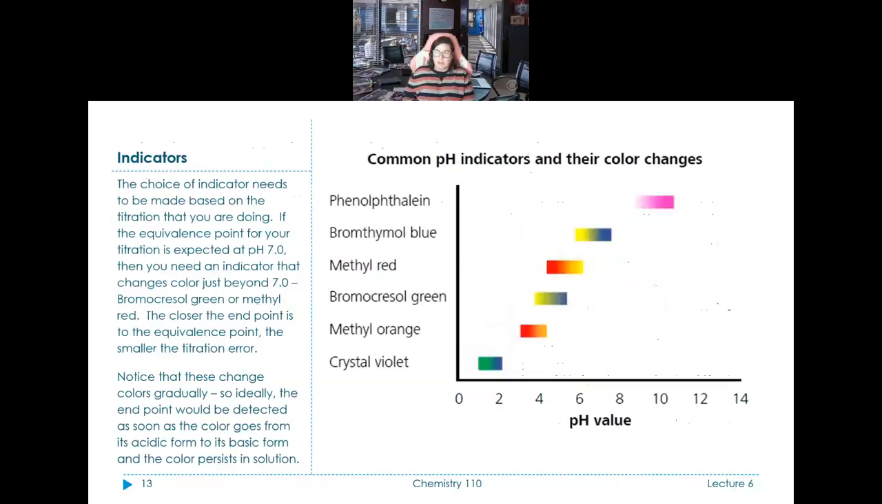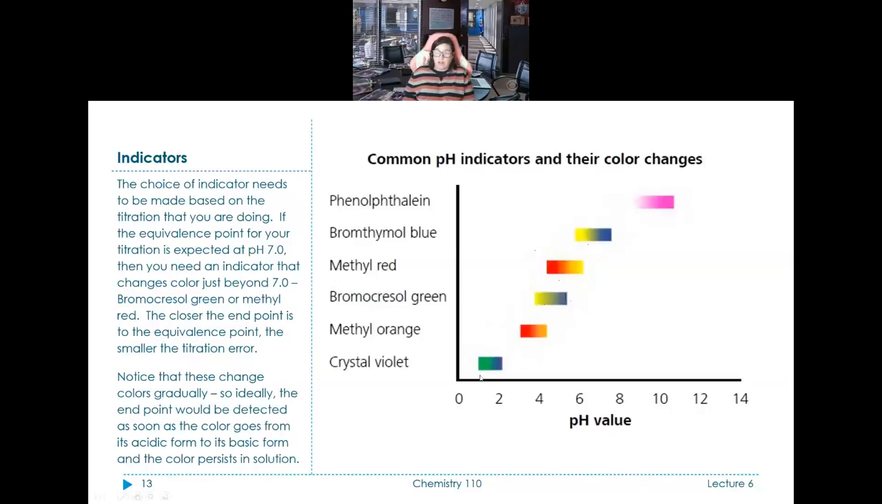Indicators. We talked about indicators. Common pH indicators and their color changes. So we have phenolphthalein. It goes from colorless to pink. Bromothymol blue goes from yellow to blue. Methyl red goes from red to yellow. Bromocresol green goes from green to blue. Methyl orange goes from red to orangish. And crystal violet goes from green to blue.